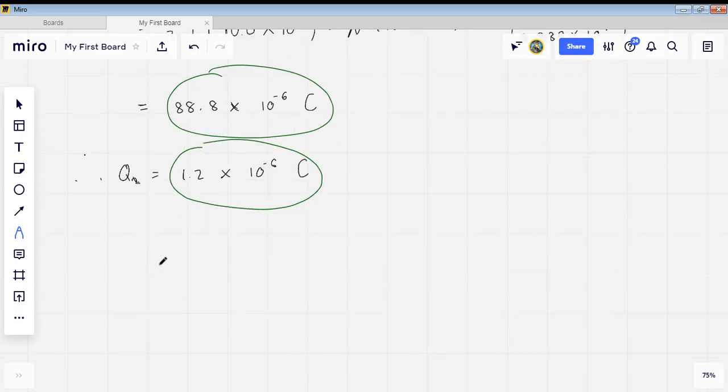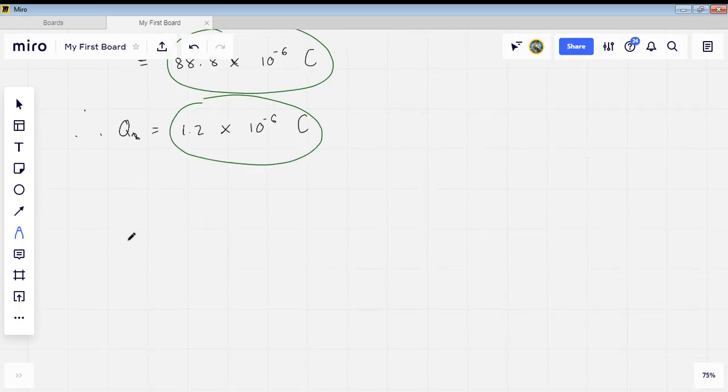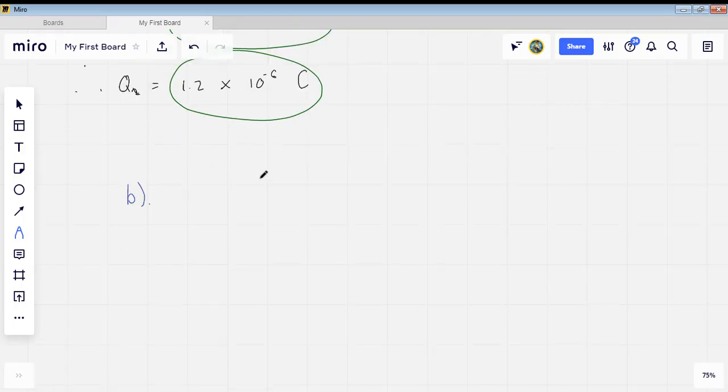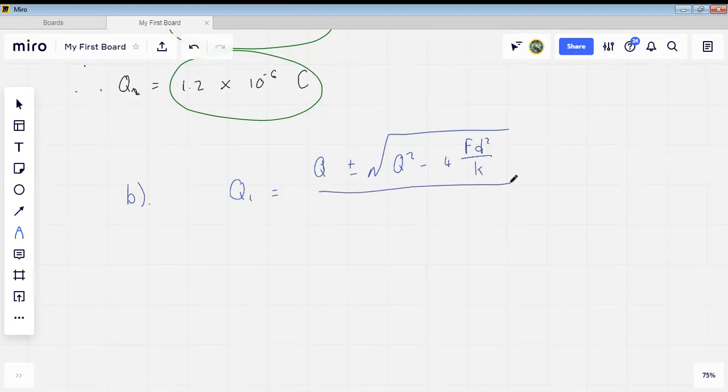Now, what happens if this force was attractive? Well, if the force is attractive, then the charges are of opposite sign, and the value used for F must then be negative. And other than that, we'll use the same method as above. So again, we write Q1 as Q plus or minus the square root of Q squared minus 4 times F d squared over K, all divided by 2. And as we did before, we'll put in our values and suppress the units.